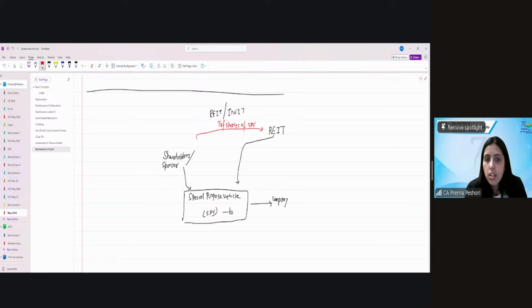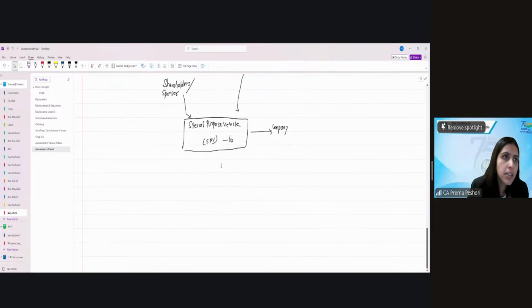Yes. This SPV which is there, this is a company, right? It has a specific objective of investing in real estate, correct? Or immovable property. So basically, this is going to invest in the immovable property. Now, in order to operate this business, it wants to start a REIT, right?